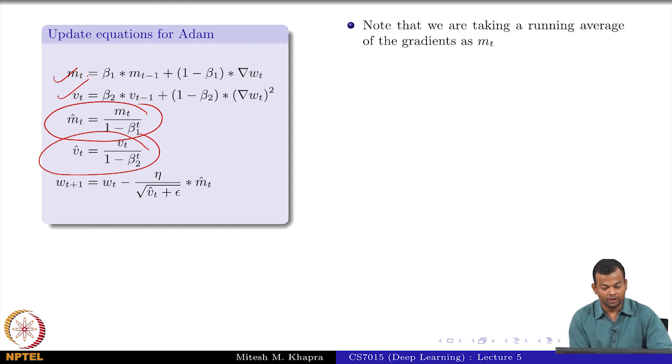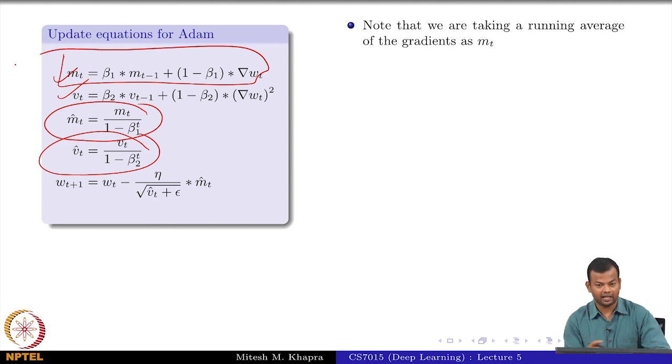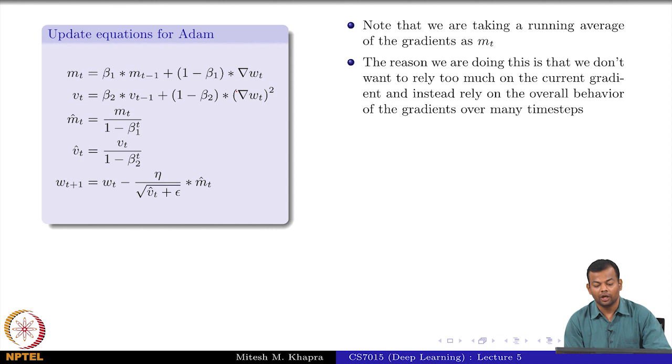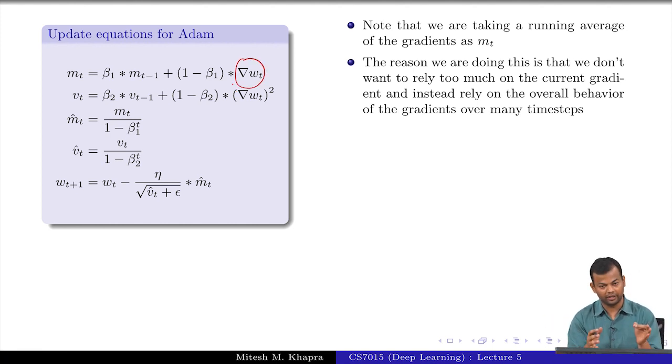Note that in the case of Adam, if you look at this equation for MT, we are actually taking a running average of the gradients and storing it as MT. We are taking an exponentially decaying running average of these gradients. The reason is that we do not want to rely on a single estimate, only on the gradient of WT. We want to look at the overall behavior of the gradients over multiple time steps and then take a decision.